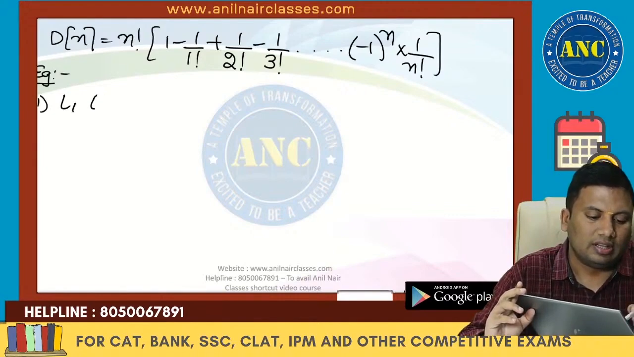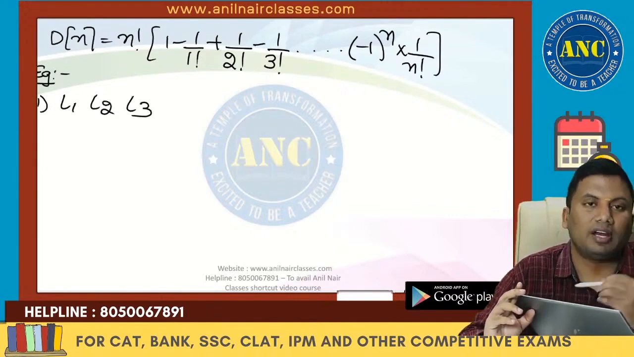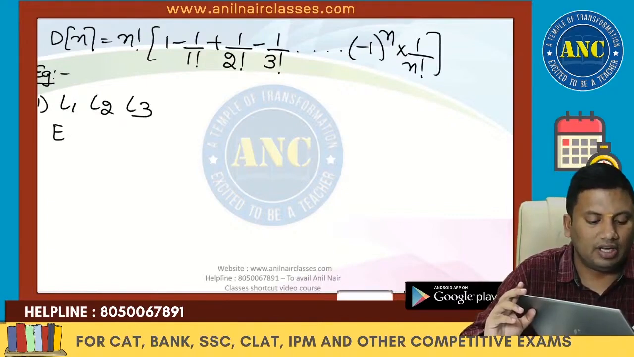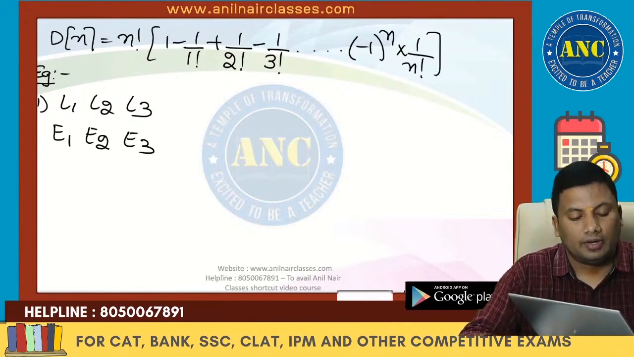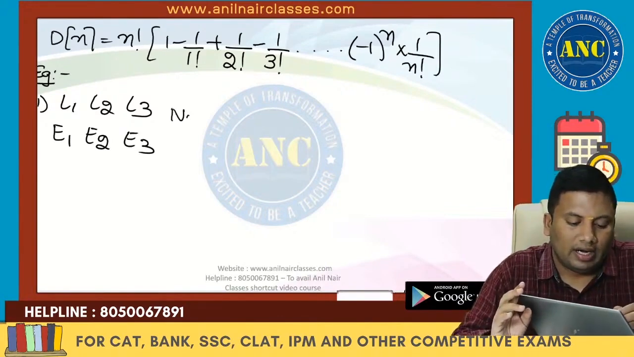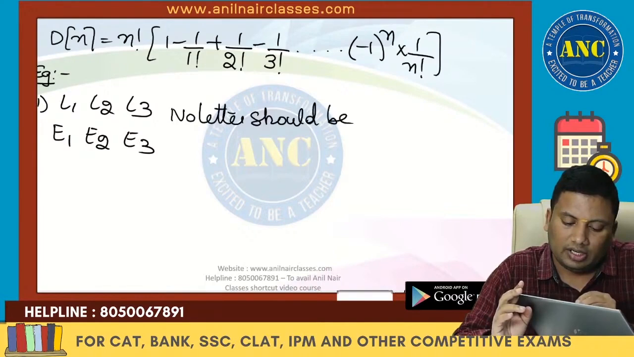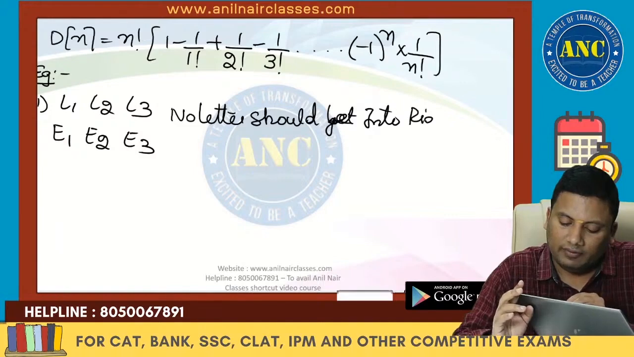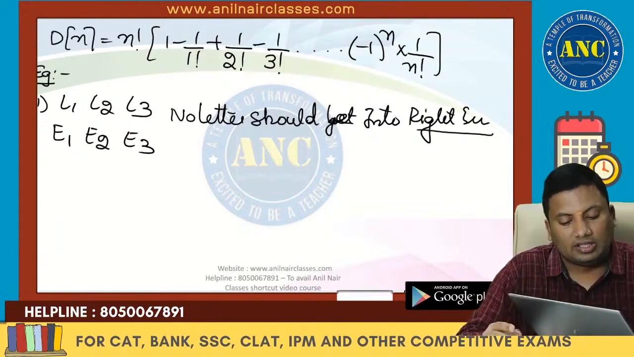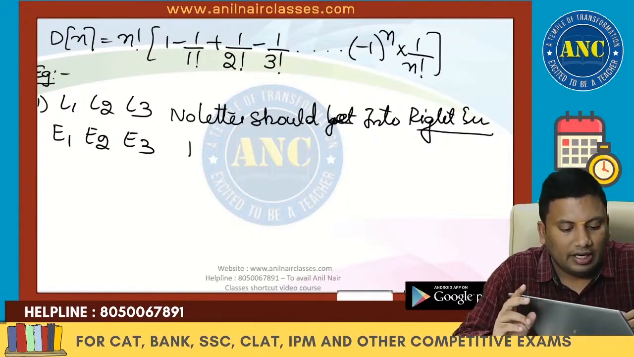First question: there are 3 letters, L1, L2 and L3. These letters should not go into the right envelope. No letter should get into the right envelope. What will be the answer? It is nothing but D of 3.